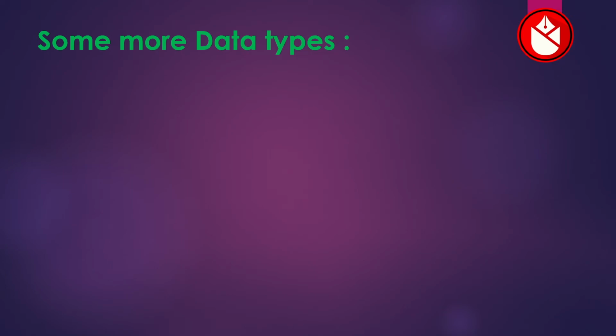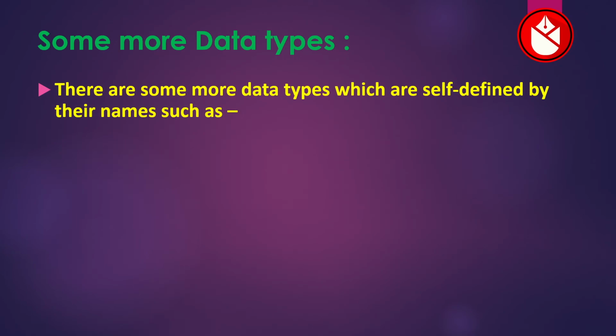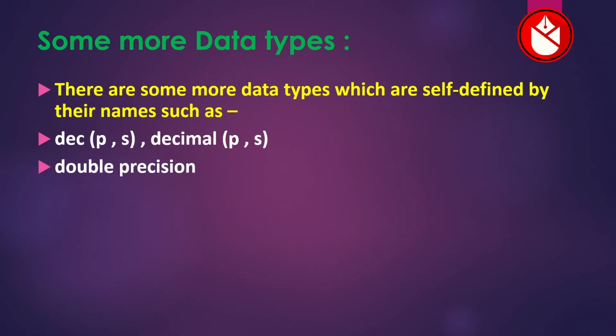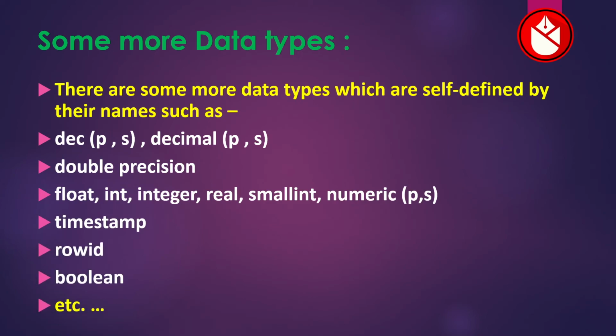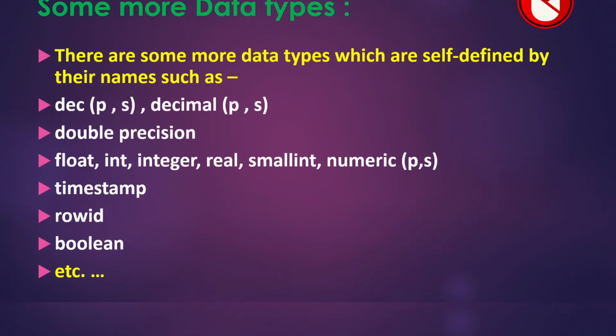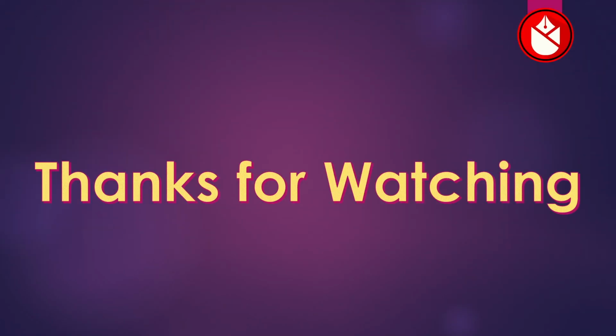Now there are some more data types available in Oracle SQL. There are some more data types which are self-defined by their names, such as DECIMAL(P,S) or DEC(P,S) for the decimal number system, DOUBLE PRECISION, FLOAT, INT, INTEGER, REAL, SMALLINT, NUMERIC, TIMESTAMP, ROWID, BOOLEAN, and there are much more. In the next video, we will proceed with some hands-on experience, the practical with the DDL commands in SQL.